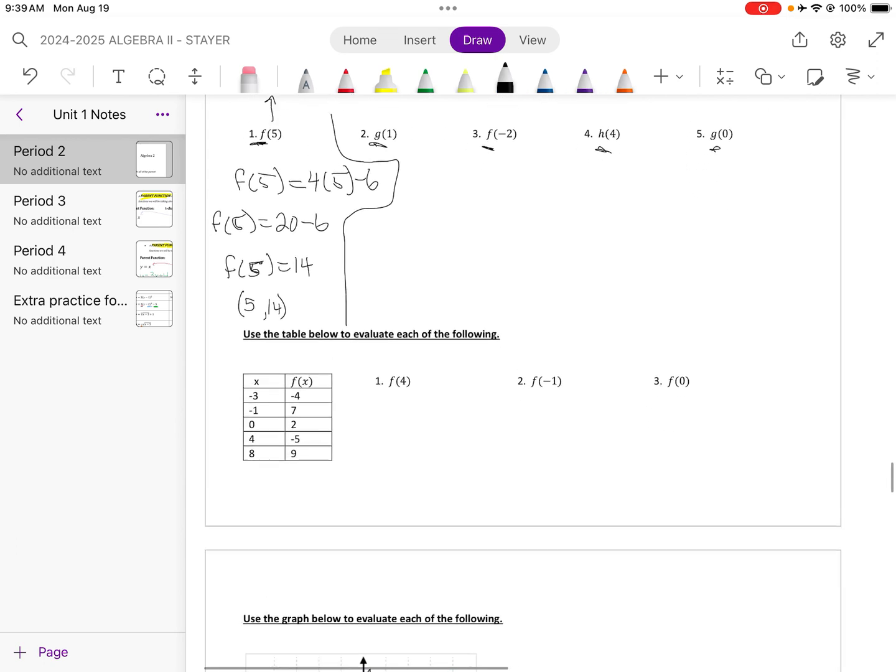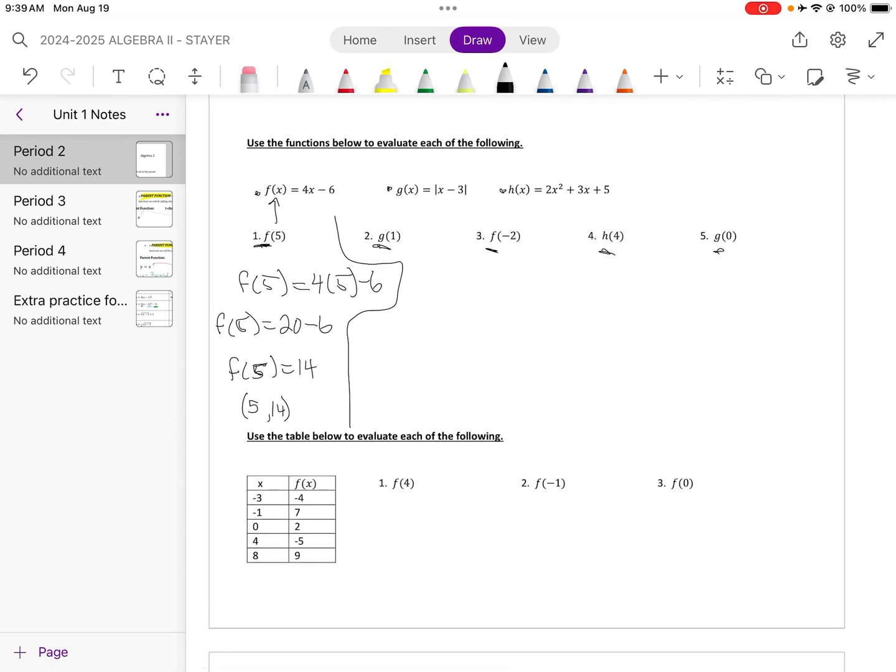All right? Let's do one more of these here. So kind of just going over to give myself some space. g of 0. And if we're looking at g of 0, we could say it's the absolute value of 0 minus 3. And g of 0 is the absolute value of negative 3, and g of 0 equals 3. So again, the point would be 0 comma 3. You could write them either way in function notation or as an ordered pair.